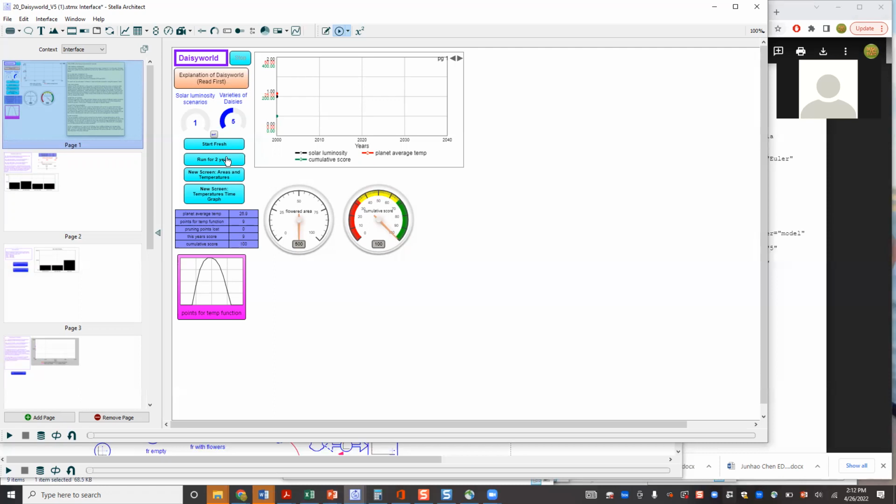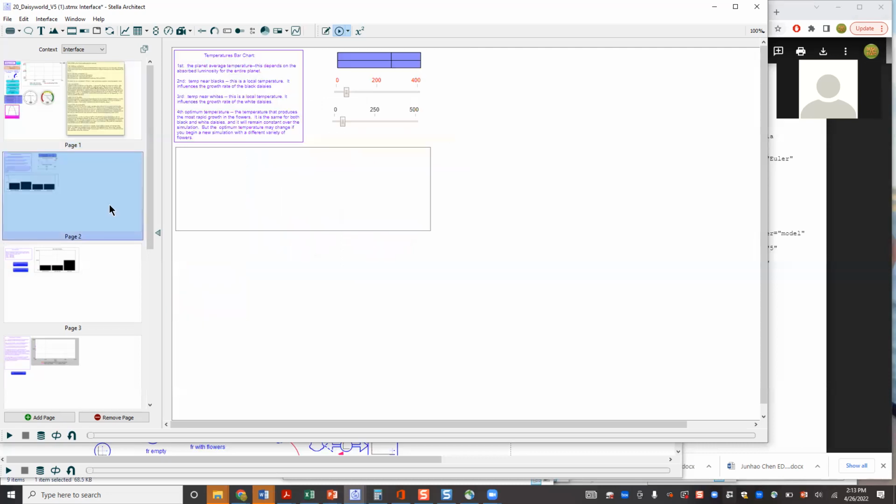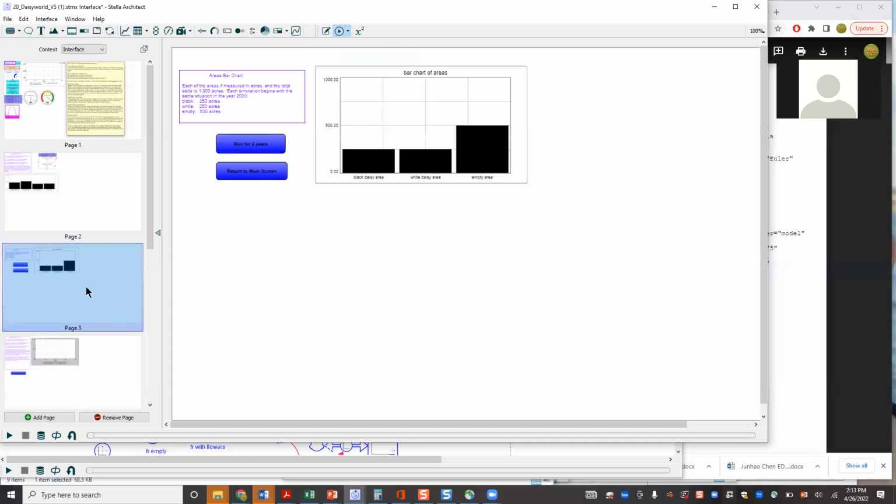All right, let's go ahead and you can see where the initial conditions are in this model. The red dot that you see in this graph up here is the average temperature. The black line is the solar luminosity, and the green line is your score. So this is not even graphing daisies. These other ones actually graph the daisies, and these are actually bar graphs. Why is it not showing me that bar graph?